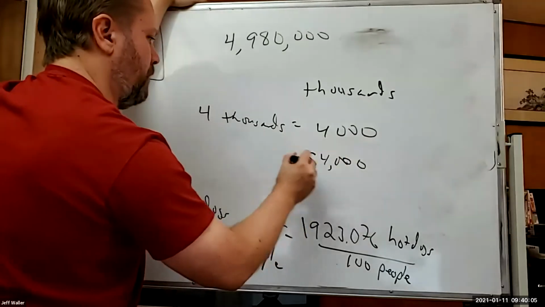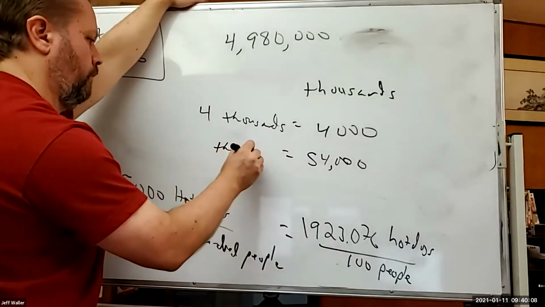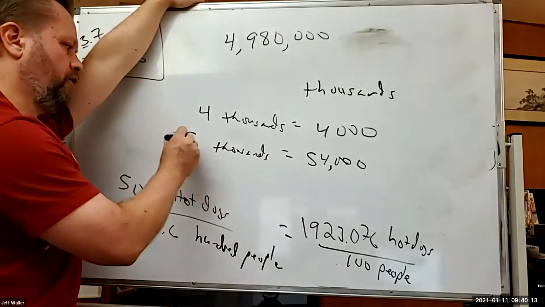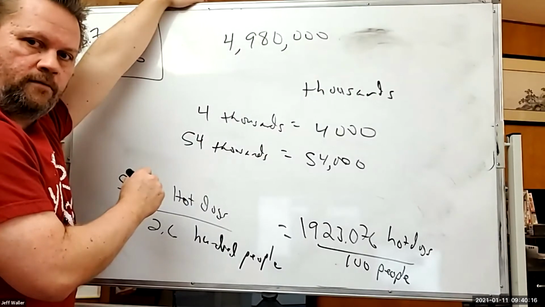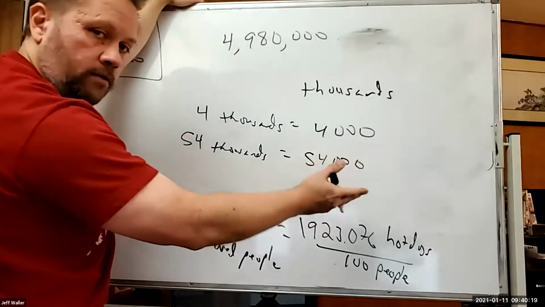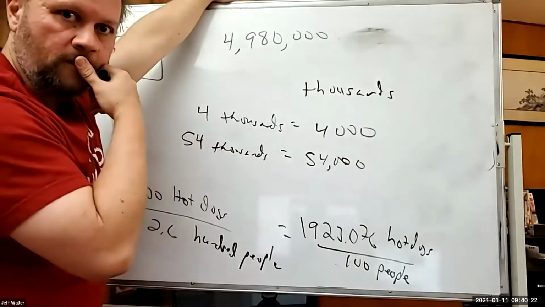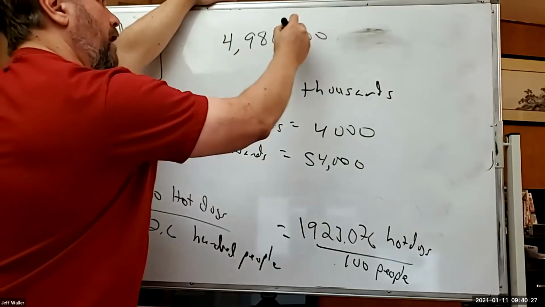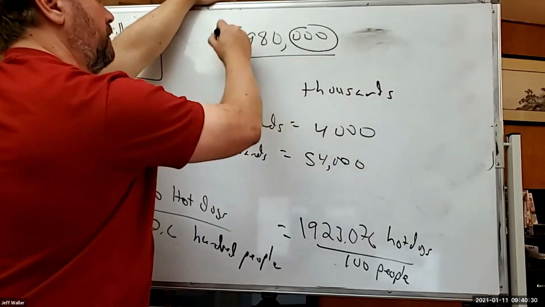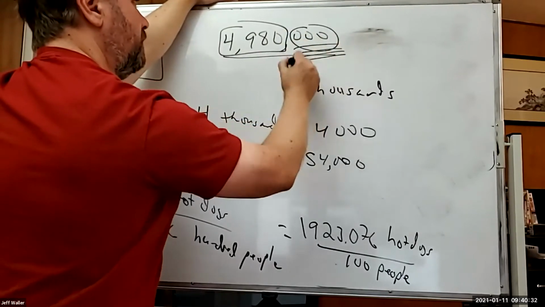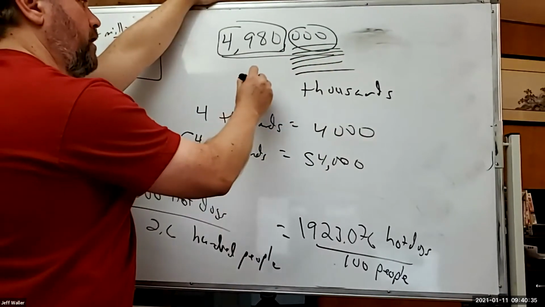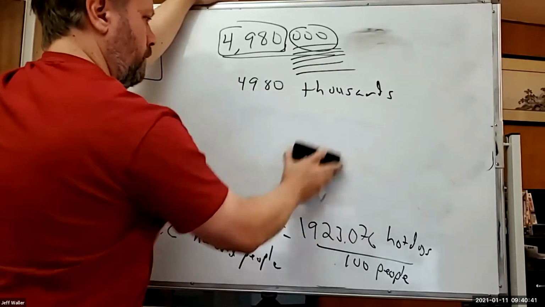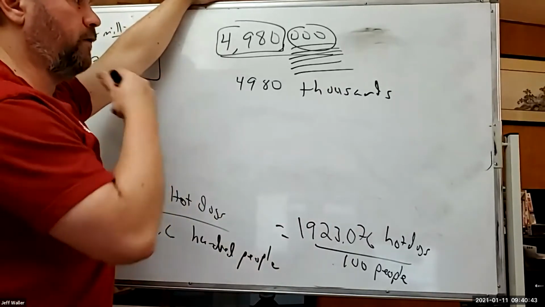54,000 is how many thousands? 54. Do you see it? Because 54,000, so how many thousands is it? 54. So that's 4,980,000. Here's the thousands, right? So how many thousands is this? It's this many thousands: 4,980. So that's the quickest way to do that problem.